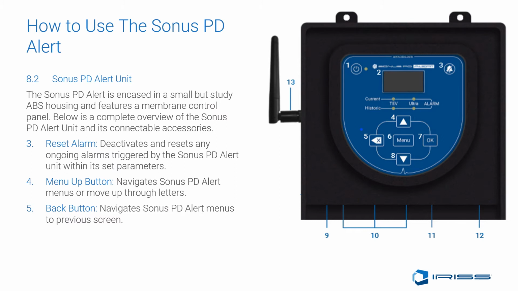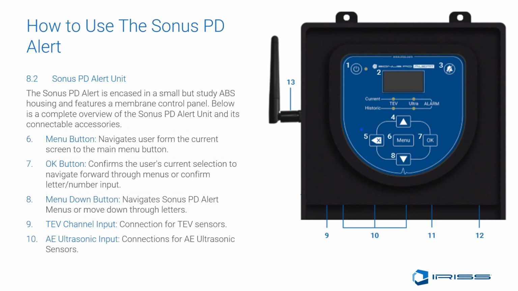5, Back button. This navigates the Sonos PD Alert menus to previous screens. 6, Menu button. This navigates the user from the current screen to the main menu. 7, OK button. This confirms the user's current selection to navigate forward through the menus or confirm letter selections and number inputs for naming of the assets. 8, Menu down button. Navigates the Sonos PD Alert menus or moves down through the letter selections.